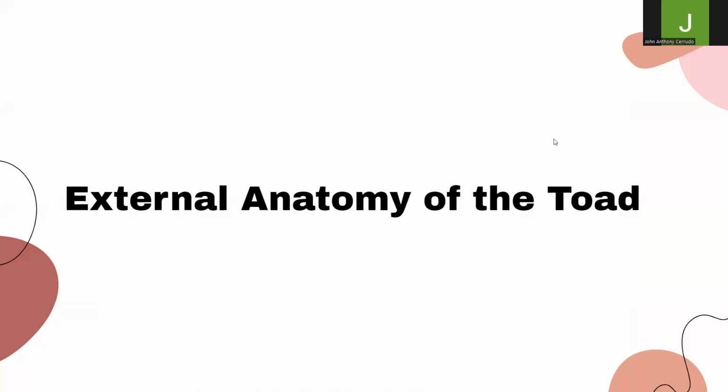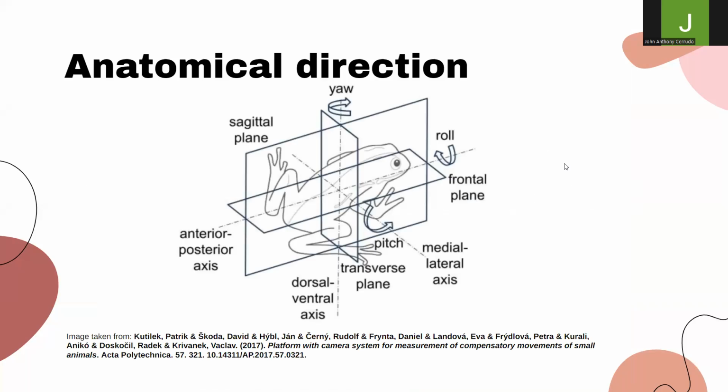The external anatomy of the frog. Firstly, it would be good to consider the anatomical direction of the frog. The frog has a bilateral symmetry, or is separated into right and left halves. It is also separated into four regions. The anterior region, which is the head end, the posterior region or the tail end, the dorsal or the backside, the ventral or the belly side.